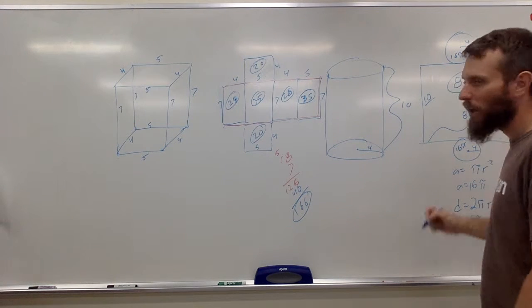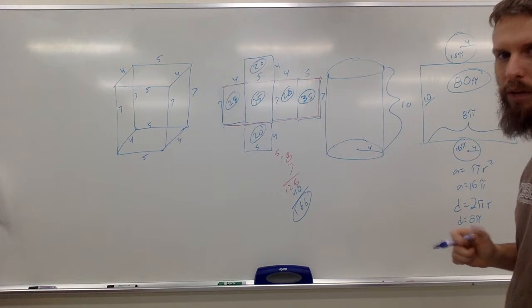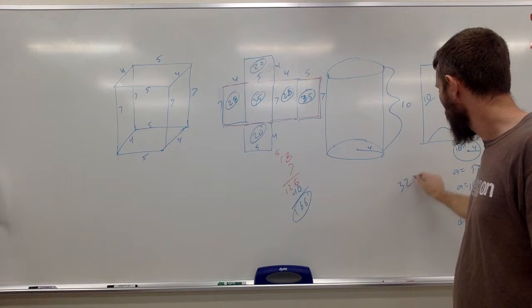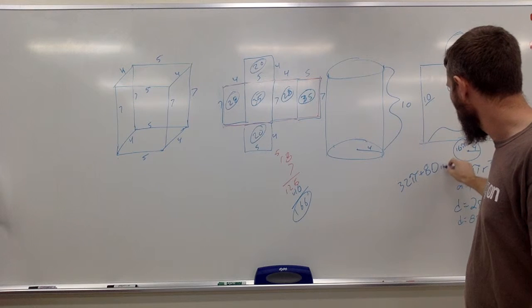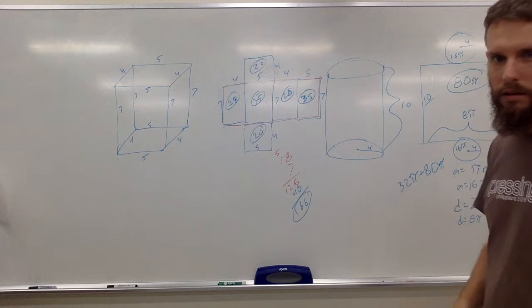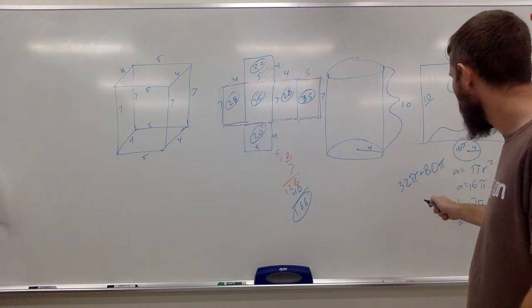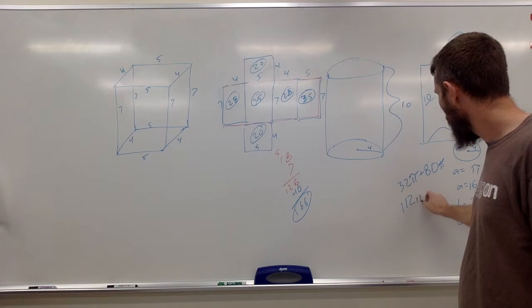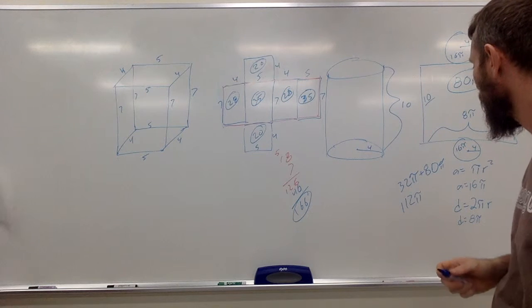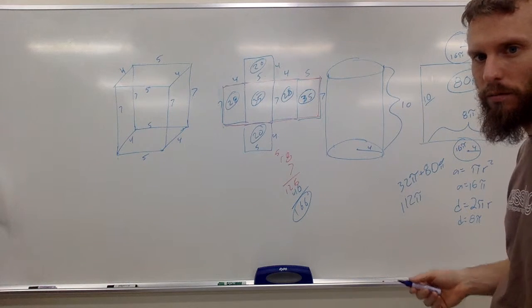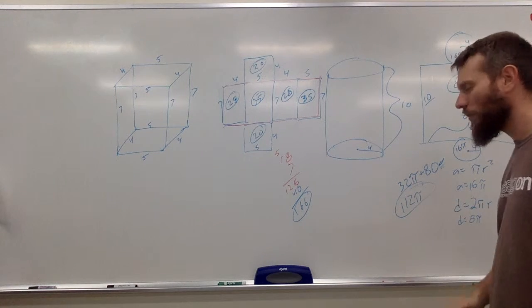So we have 80 pi, and as we said before, this one was 16 pi, and that one was 16 pi. So 16 pi plus 16 pi is 32 pi plus 80 pi. You can think of the pi as almost like a variable. We're adding like terms. So that's 112 pi. And if you wanted to find the decimal of that, you could do 3.14 times 112, and that will give you the surface area of your total cylinder there.